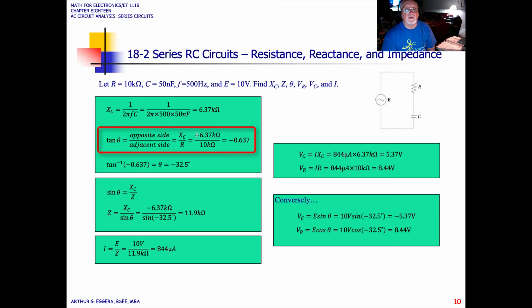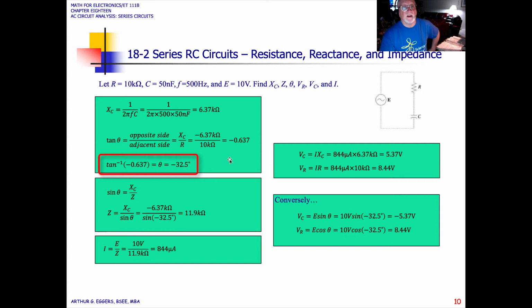Again, you see we forced the negative here, negative 6.37, because we know it's going to be on the negative j-axis. Gives us a tangent of theta of minus 0.637. Take the inverse tangent of that relationship. Theta now is minus 32.5 degrees, clockwise.